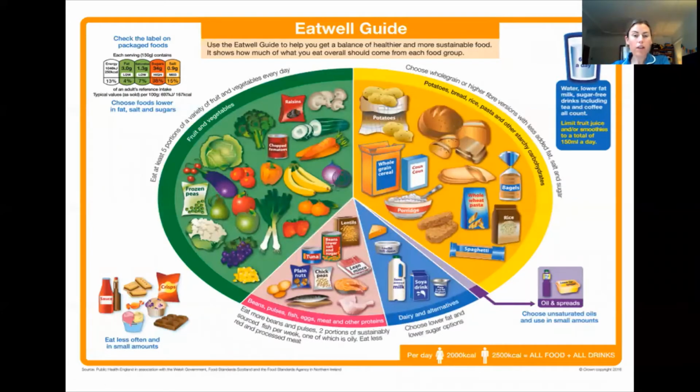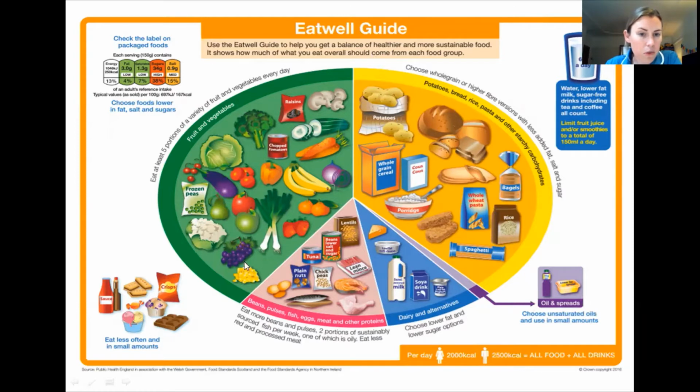So today we're going to have a look at portion guidance. First of all, a quick recap on the Eat Well guide. The Eat Well guide includes the 5 main food groups. You've got your starchy carbohydrates, which make up one of the biggest food groups.